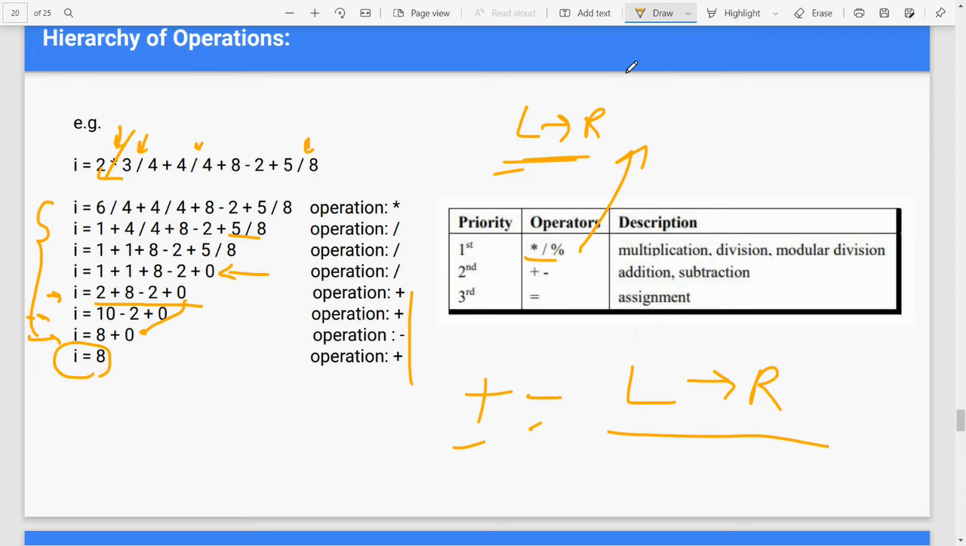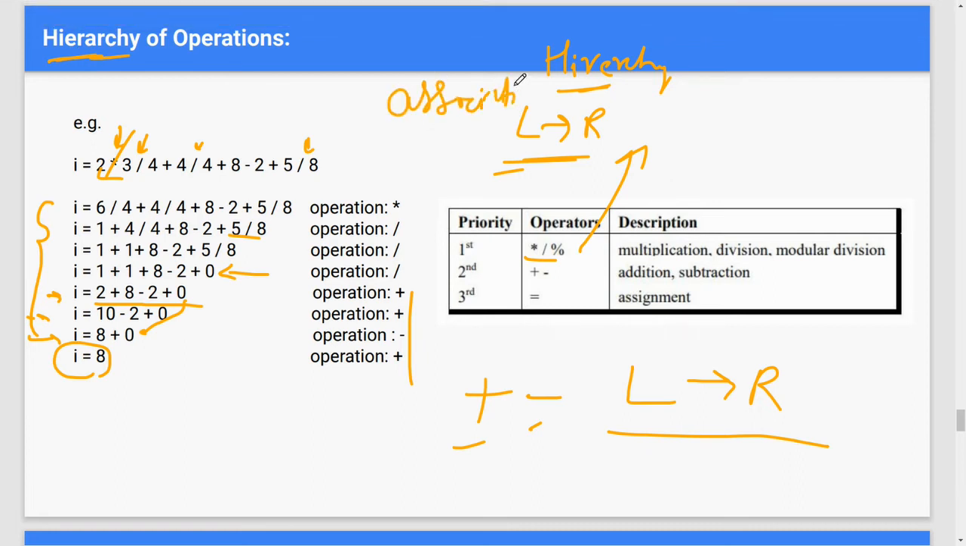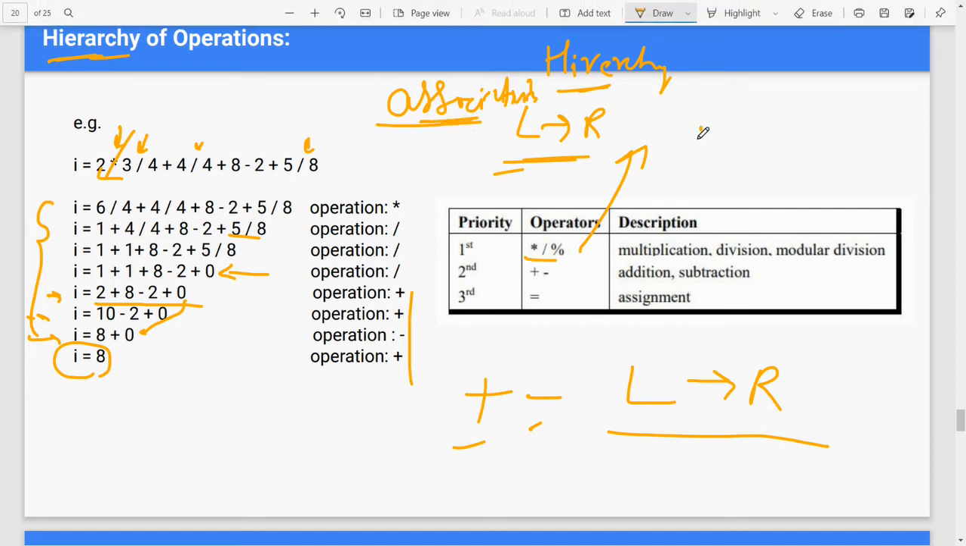If you understand these two things, one is hierarchy, that I just explained in the last slide, and the next thing is associativity. If you understand this particular thing, you can write the output of any code. Just don't try to follow the BODMAS rule that we have in mathematics. These things will not work. Just try to stick with the rules of programming.